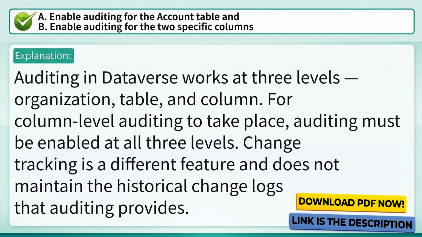Explanation. Auditing in Dataverse works at 3 levels: organization, table, and column. For column-level auditing to take place, auditing must be enabled at all 3 levels. Change tracking is a different feature and does not maintain the historical change logs that auditing provides.